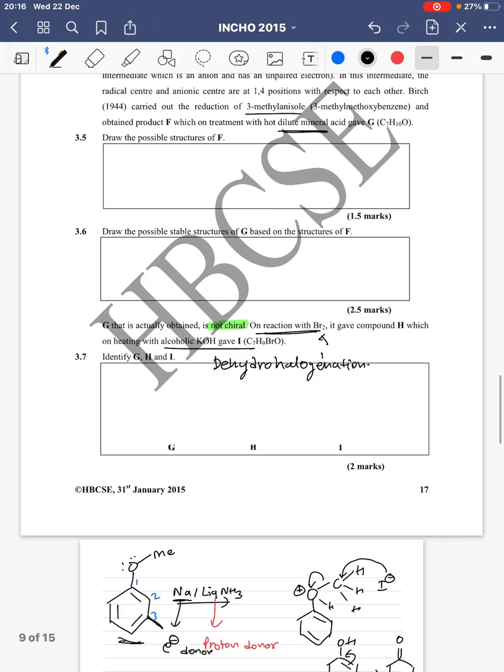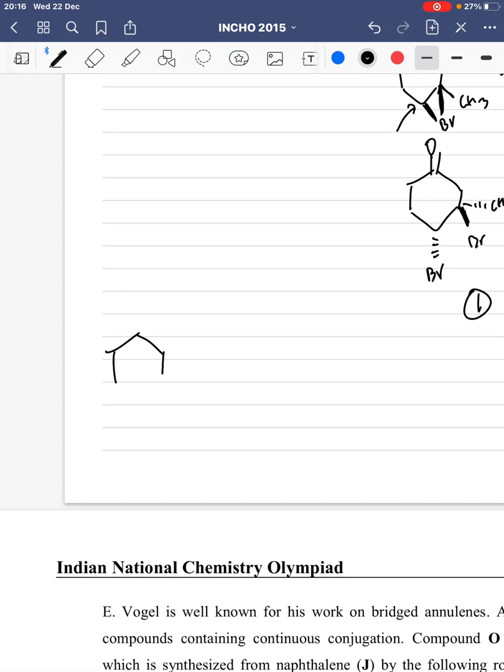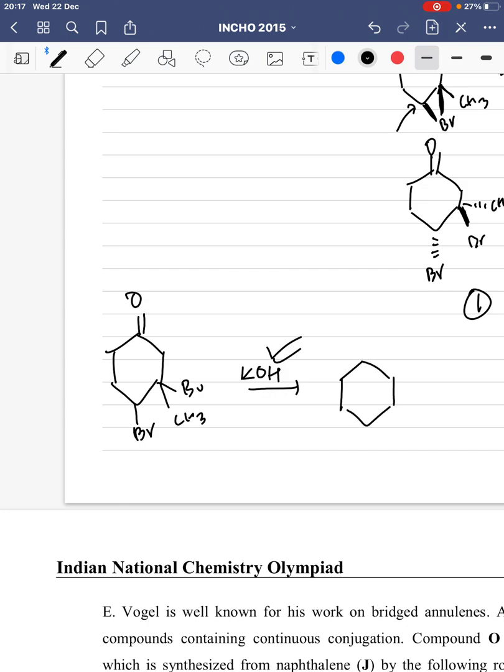But in this question it doesn't mention if we need to find the stereochemistry or not, so let's do it without it. So this can be one of them, with Br, CH3 and the double bond, and now we need to add KOH, so it will dehydrohalogenate the Br, and hence we'll have this molecule.